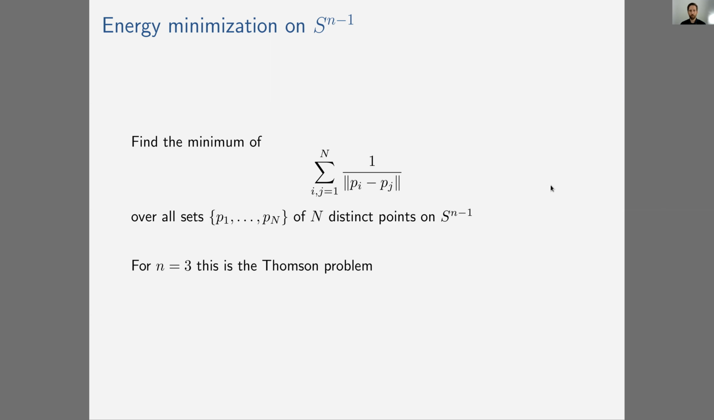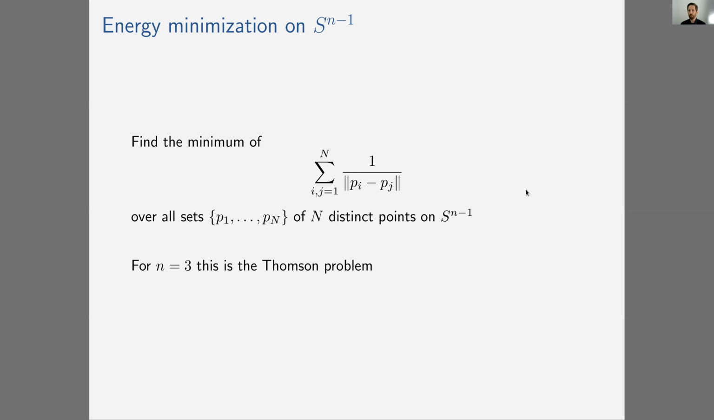If you do this for n equal to 3, this is the Thomson problem. But of course, you can consider all kinds of variations. You can look at different pair potentials. For instance, you can consider Riesz energy, where you would put a to the power s for the Riesz s energy. Or of course, you can consider different spaces where you want to optimize particles.